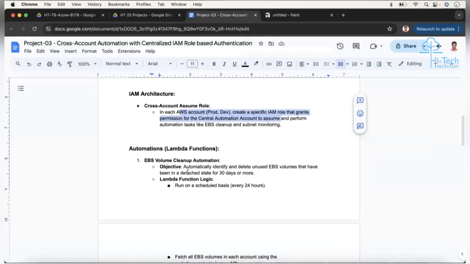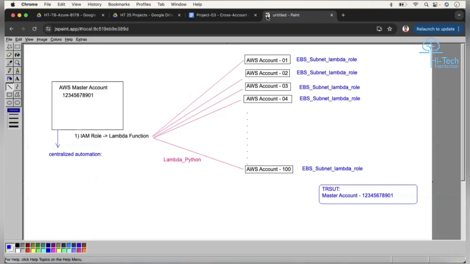Now we are coming to the automation. What are the automations we are going to set up? Lambda EBS volume cleanup. That's the first automation.